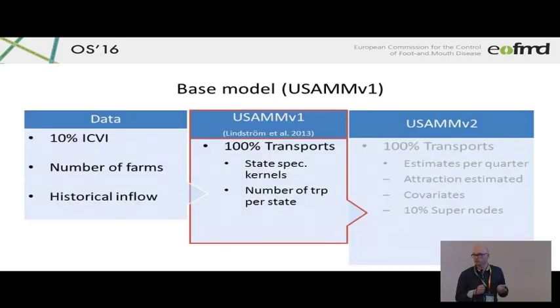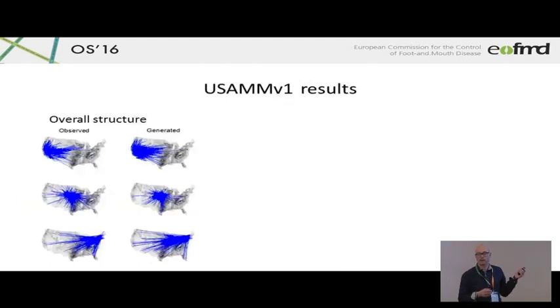The first version of the USAMM uses state-specific kernel estimates, state-specific A's and B's, and it estimates the number of transports going out of the state, to generate the full networks in the end. This is extended in the USAMM version 2 model, but we can look first at USAMM version 1. We have the observed network to the left, generated to the right, and you can see that the overall structure is captured very well. Here are networks for 3 different states.